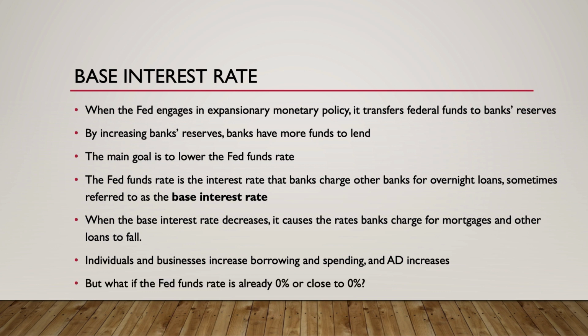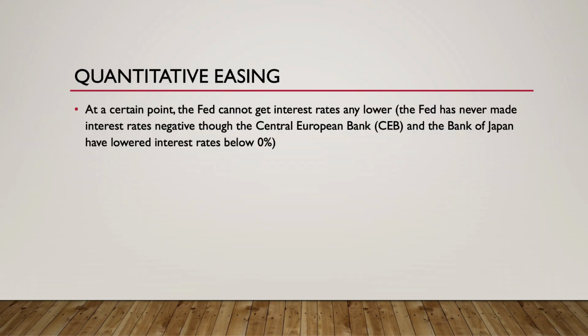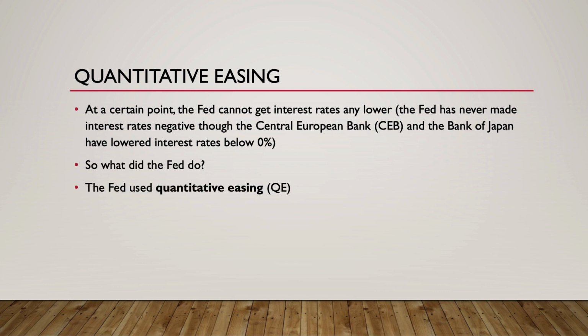But what if the Fed funds rate is already 0%, or close to 0%, as was the case in the U.S. from January 2009 to December 2015? During this period, the Fed funds rate ranged between 0.07% and 0.24%. At a certain point, the Fed cannot get interest rates any lower. So what did the Fed do? The Fed used a new tool called quantitative easing, or QE.